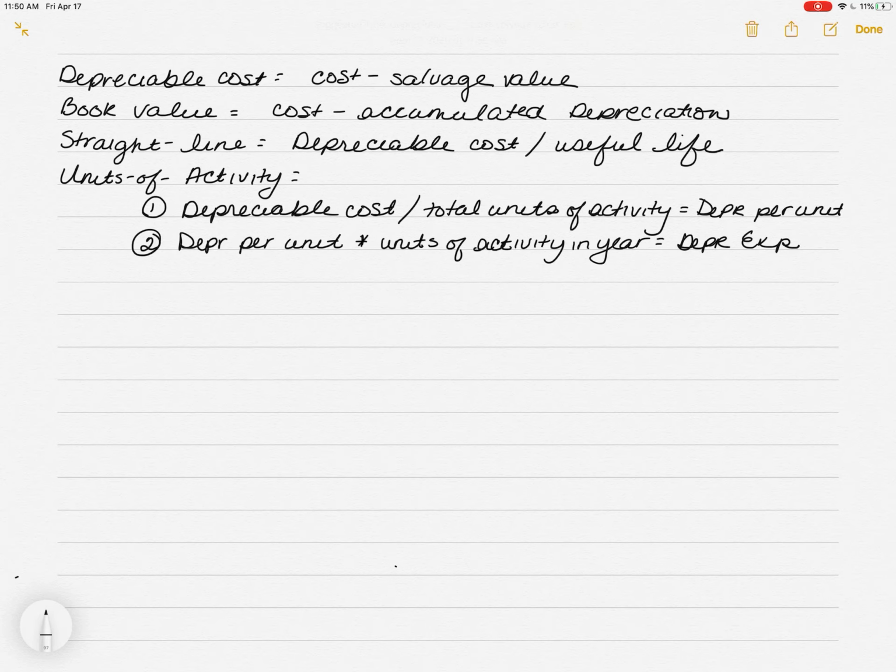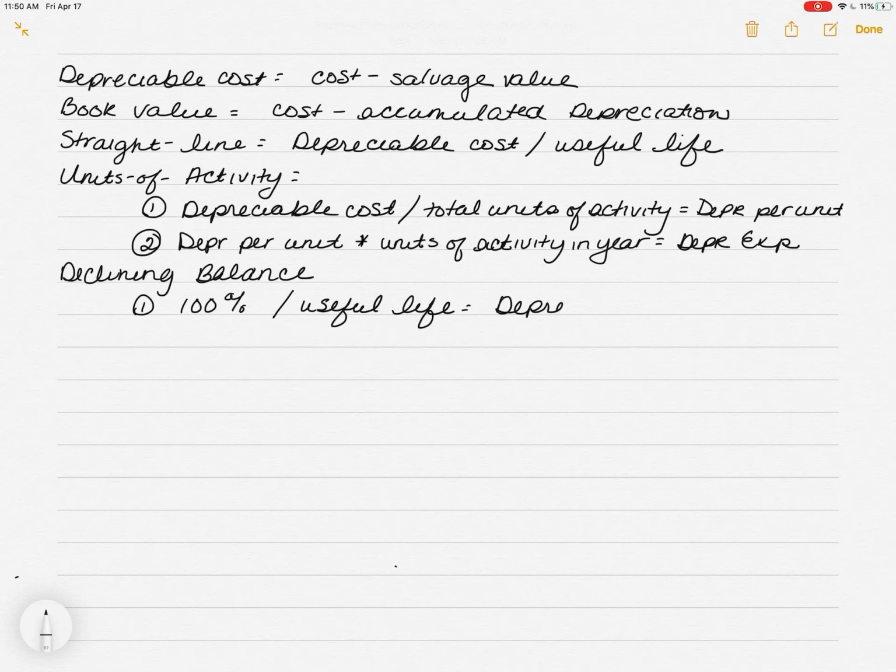And the last method we'll look at is our declining balance method. This method also takes two equations to know. The first thing we have to come up with is our depreciation rate. To get our depreciation rate, we take 100% and divide that by our useful life. And this again gives us our depreciation rate.